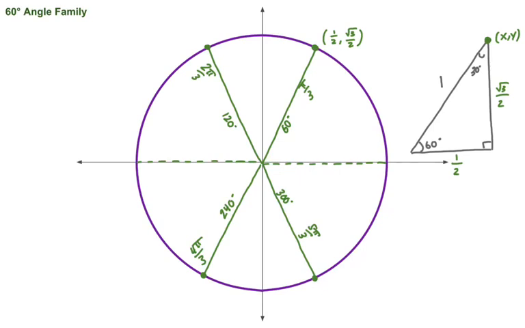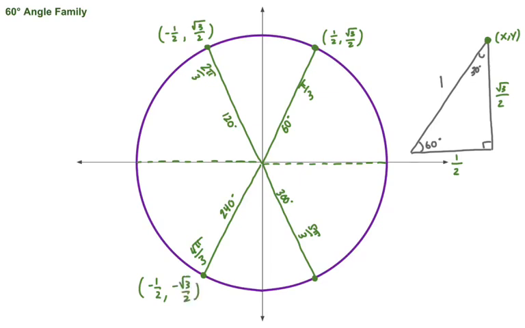Now, because these angles are all part of the same family, they're going to carry the same x and y values. We're just going to change the sign between negative and positive depending on the quadrant. So if I move over to 120 degrees, x values in the second quadrant are always negative, so this is negative 1/2. The y value is still positive, still root 3 over 2. So the x and y values are going to be the same. The sign is just going to change depending on the quadrant. So down here at 240, this is going to be negative 1/2, negative root 3 over 2.